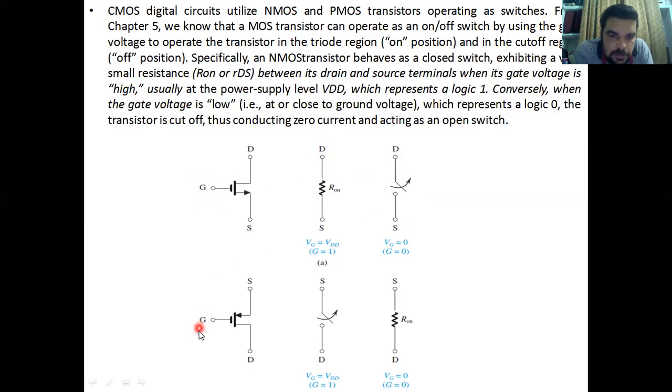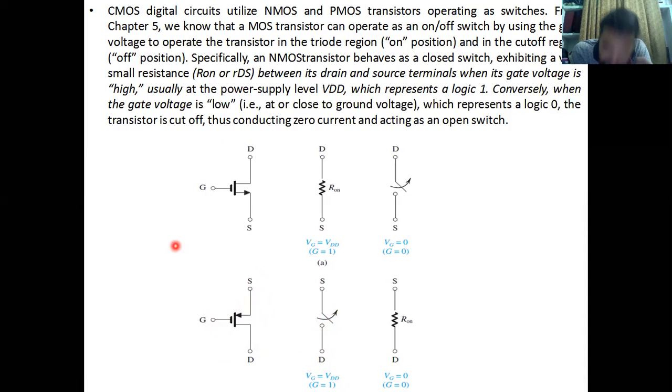Now for PMOS, this is the symbol of PMOS, and remember that the source terminal is above and the drain terminal is below. In order to work PMOS as a closed switch, the gate voltage should be 0. And if we want this PMOS as an open switch, then the gate voltage should be equal to the supply voltage, meaning high voltage should be applied here in order to work it as an open switch. So this is the basic working of NMOS and PMOS.